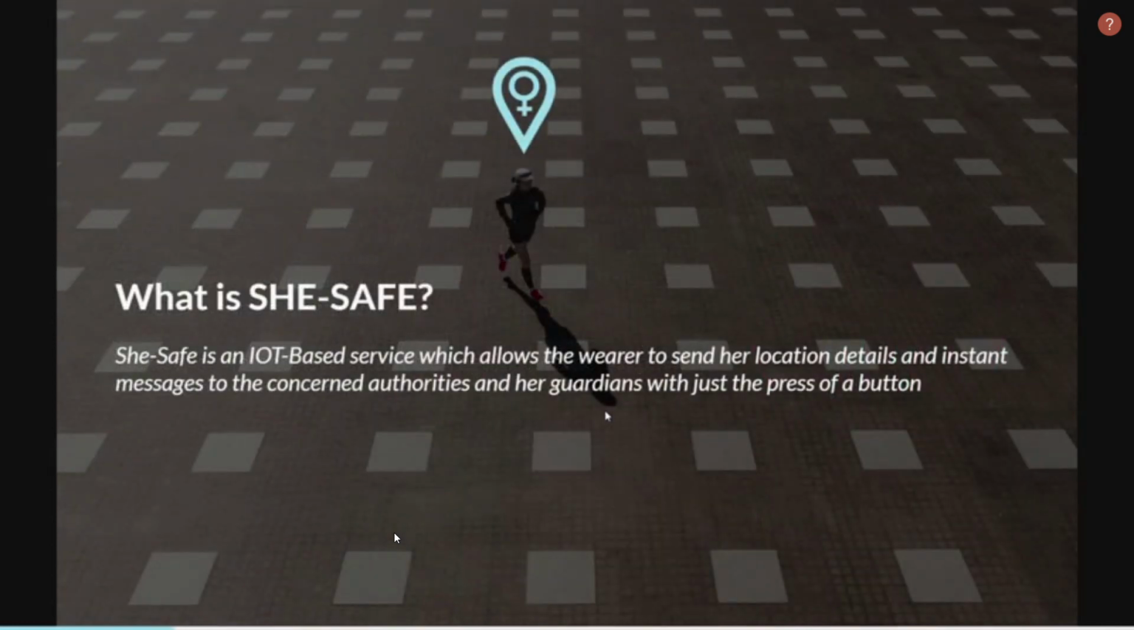So, what is SheSafe? SheSafe is an IoT based service which allows the wearer to send her location details and instant messages to the concerned authorities and her guardians with just the press of a button.